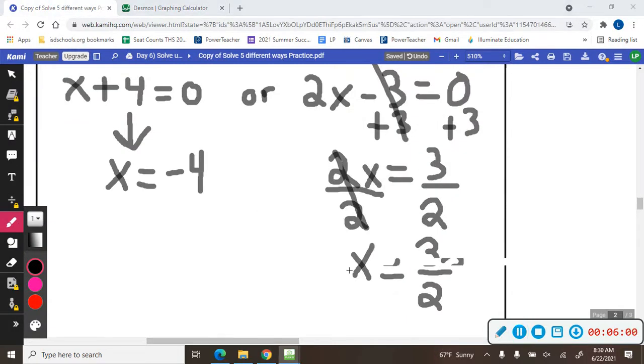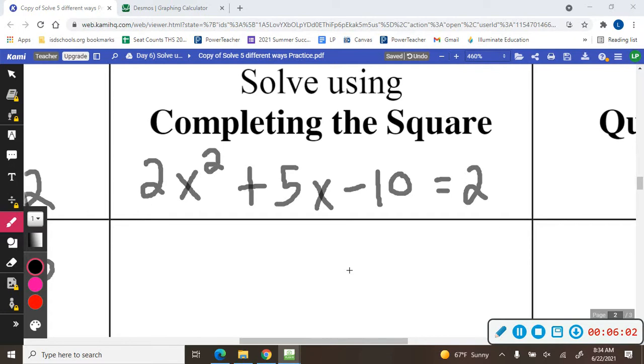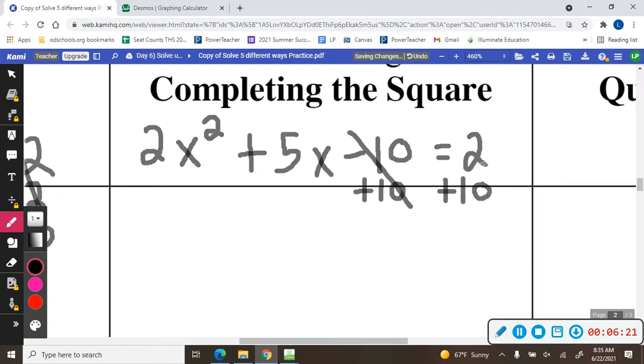Next, we're going to solve by completing the square. And completing the square is actually different. What you're going to do is you're going to take this negative 10, and you're actually going to move it to the other side. So you're going to add 10 to both sides. So those go away. 2 plus 10 is 12. And then I have 2x squared plus 5x.